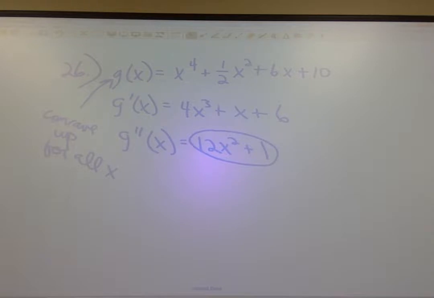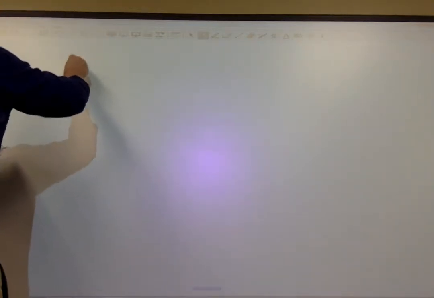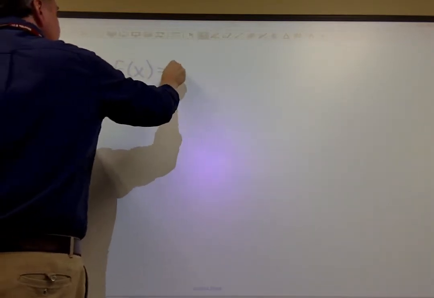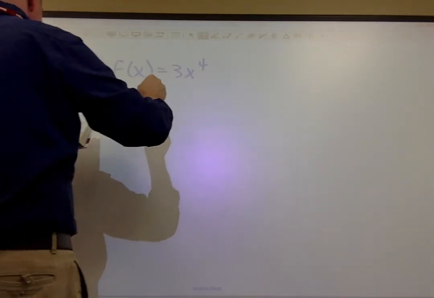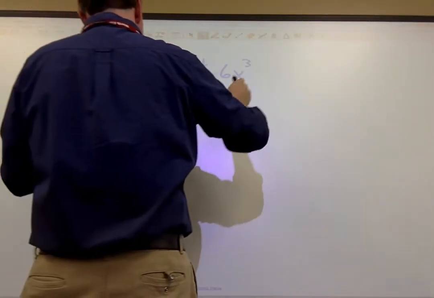Do you see from 29 all the way to 48, they say determine where the graph is concave up and where it's concave down. Let's pick a problem. How about 34? That's pretty good. 34 says f of x is 3x to the fourth minus 6x cubed plus x minus 8.